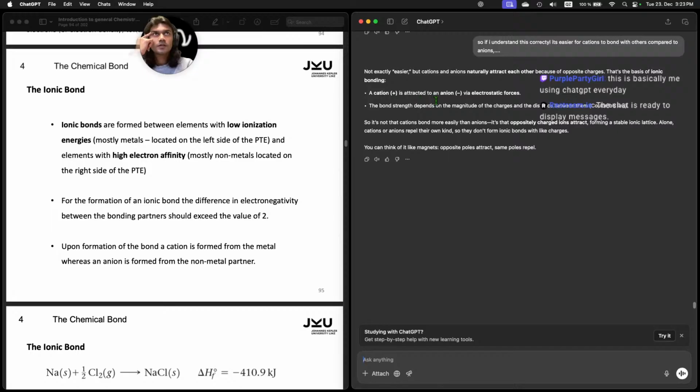The cation is attracted to the anion by electrostatic force. Bond strength depends on the magnitude of the charges and the distance between them. Coulomb's law. So the cations bond more easily. It's the opposite of the charge. Okay.